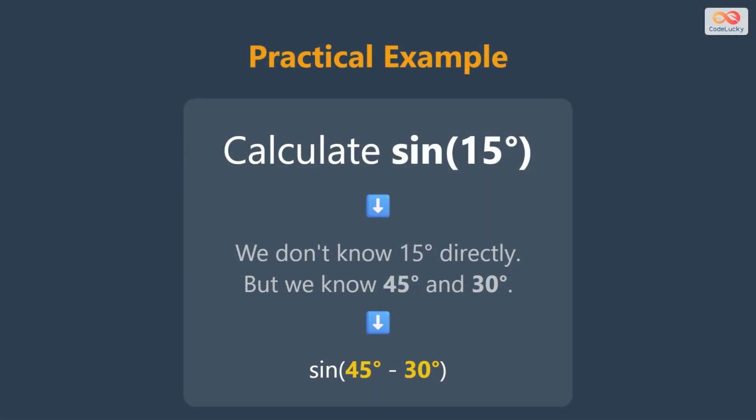Now, let's solve a real problem. We want to find the exact value of sine of 15 degrees. Since 15 is not a standard angle on our unit circle, we can rewrite it as 45 degrees minus 30 degrees. Both 45 and 30 are standard angles that we know the values for.